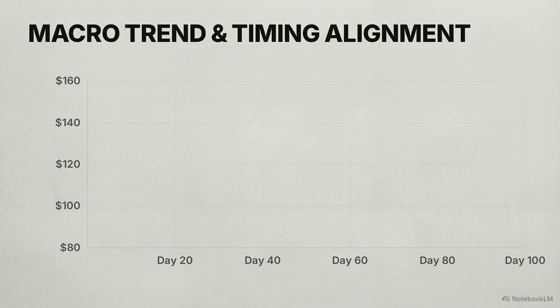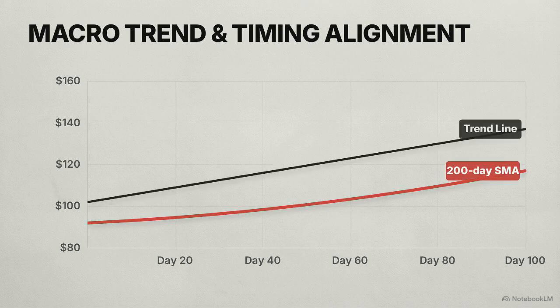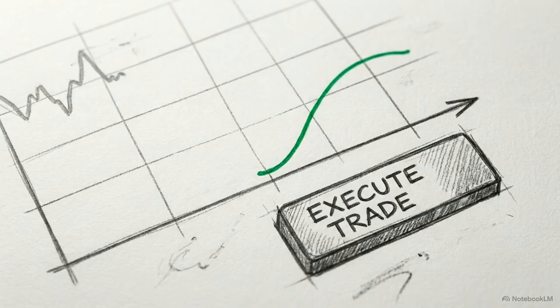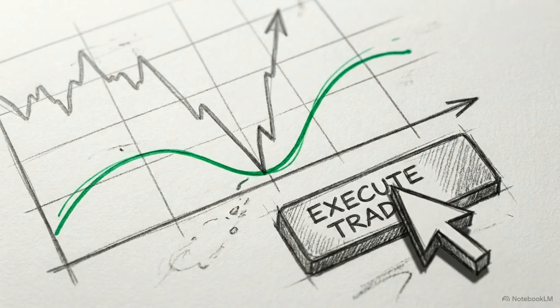This system works in harmony. The 200-day SMA and the 3-point trend line dictate the macro direction, while the 50-day EMA dictates the timing. Using verifiable parameters for entry, stop loss, and exit removes the need for hesitation during the trading process.